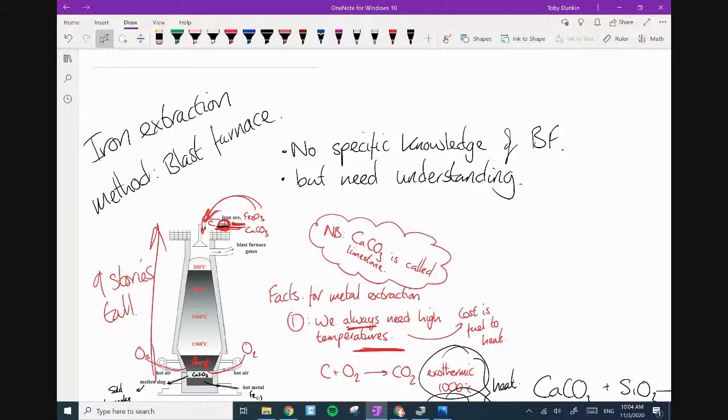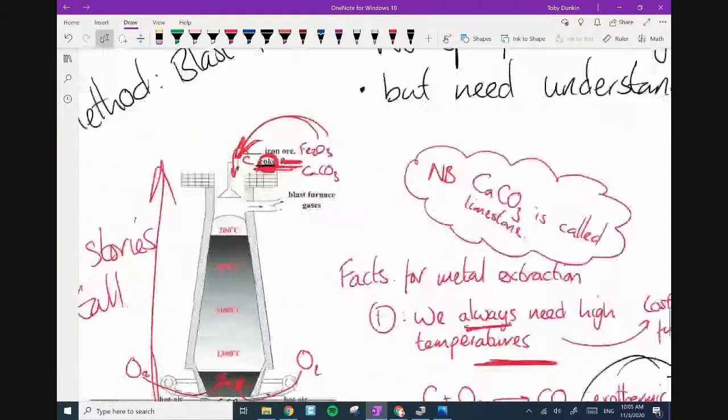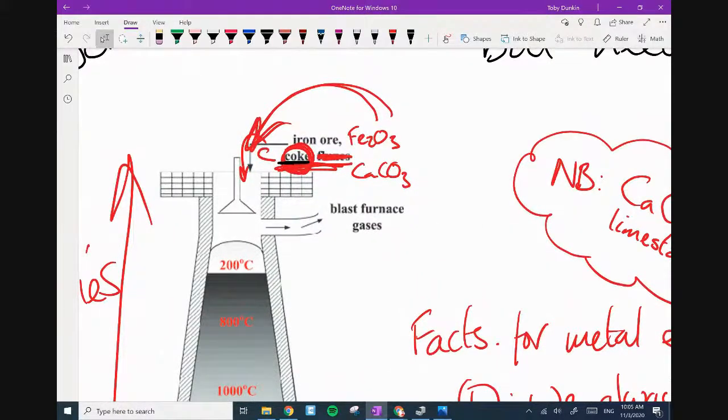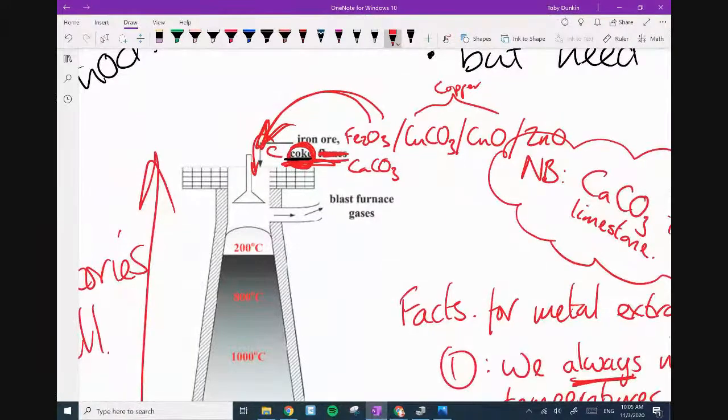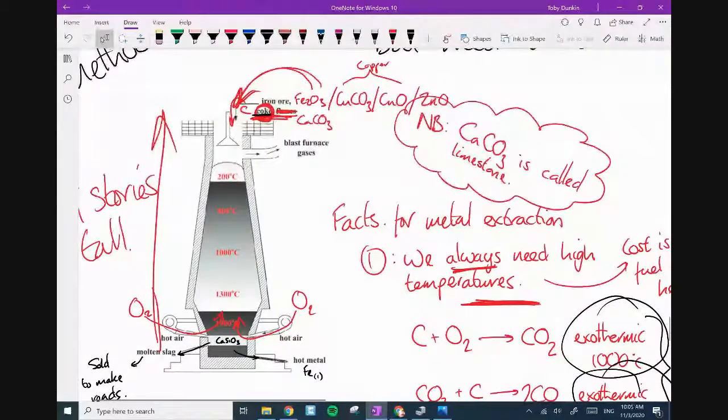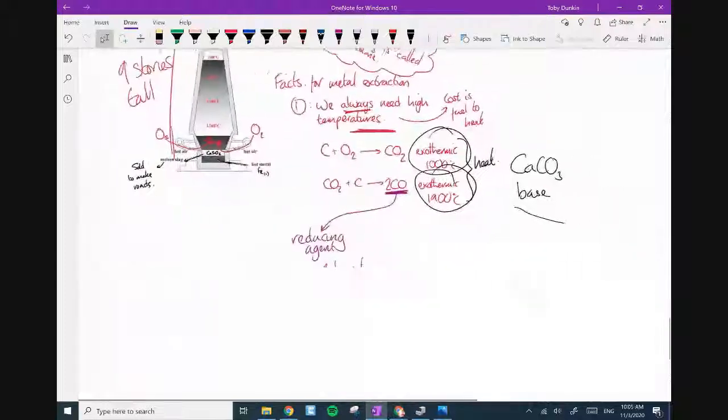And by the way, we also do exactly the same process for copper and zinc. Anything below carbon, we will throw in the blast furnace. I could swap this for copper carbonate. I could swap it for copper oxide. I'm making copper each time for that. At the bottom, I will get molten copper out the bottom. Could also do this with zinc oxide, all because carbon is more reactive than that. You can do this process with any metal below carbon in the reactivity series. Okay.